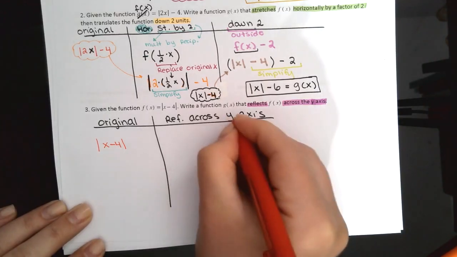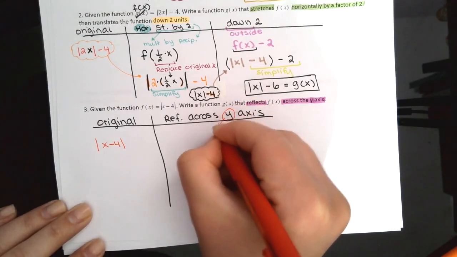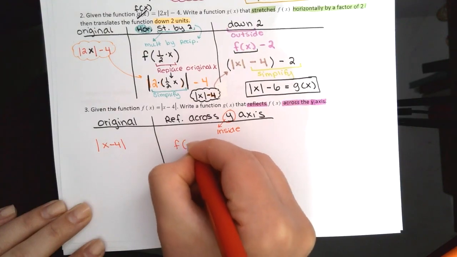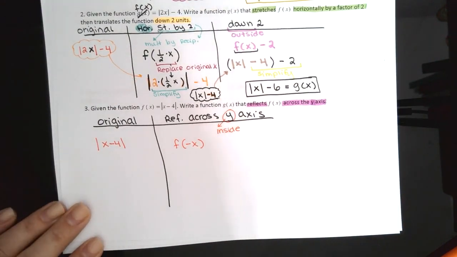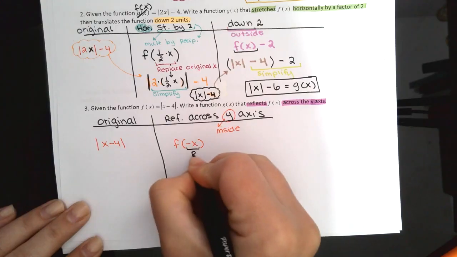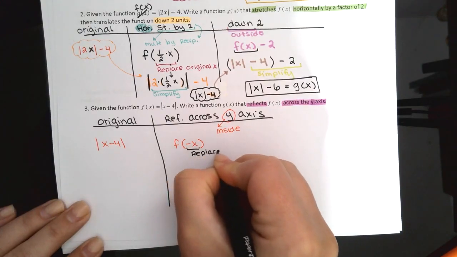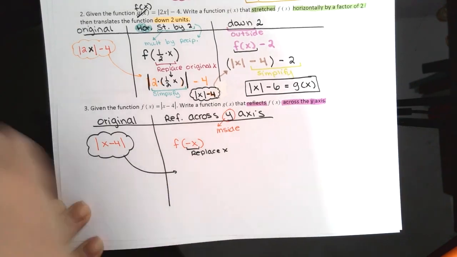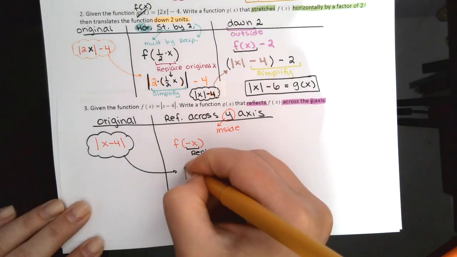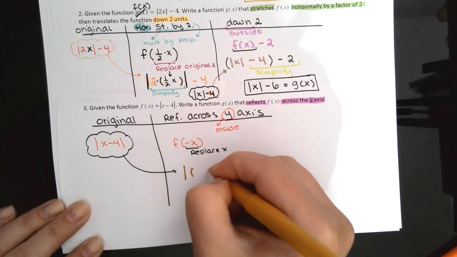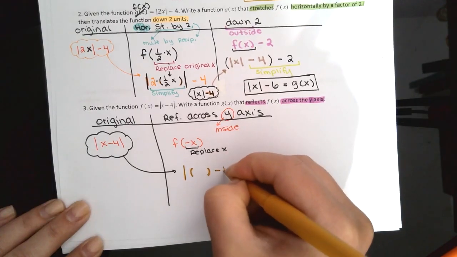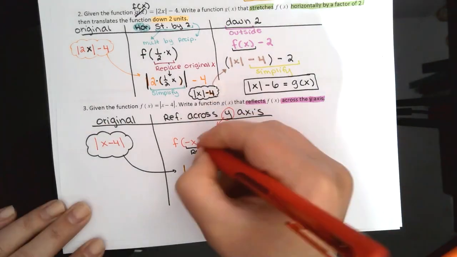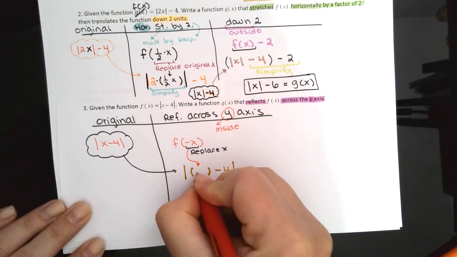Again, function notation, y-axis is an inside change. So for function notation, we have a negative x on the inside. Anytime we have an inside change, you're going to replace x. What that looks like is I'm going to take my function. I'm going to open it up. Anywhere I see x, I'm going to open up for that x. Then I'm going to take my insides and I'm going to replace x with it.